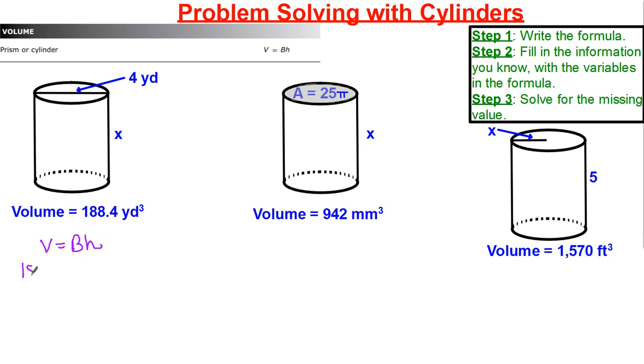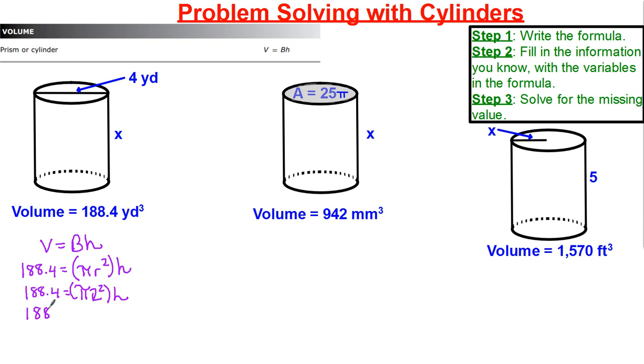Our volume, which is 188.4, is going to be equal to our base. Now, remember, this is a circle, so the base is going to be pi r squared multiplied by our height. All right, once again, let me just go ahead and fill it in. R squared, since our diameter is equal to 4, that means our radius, r, is equal to 2. So let me just go ahead and fill that in so you'll know what I'm doing at the next step.